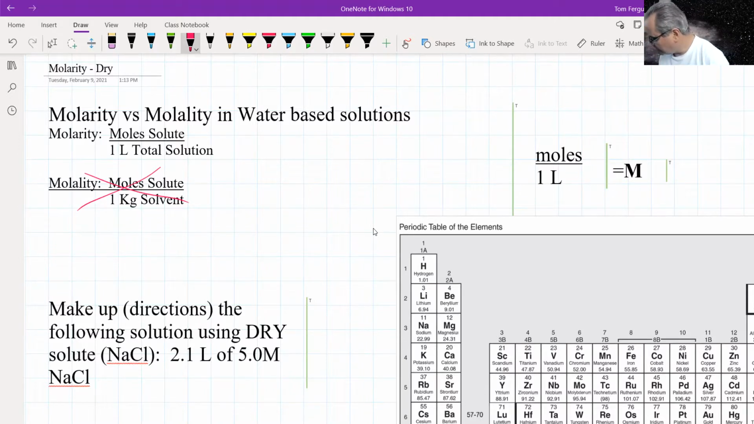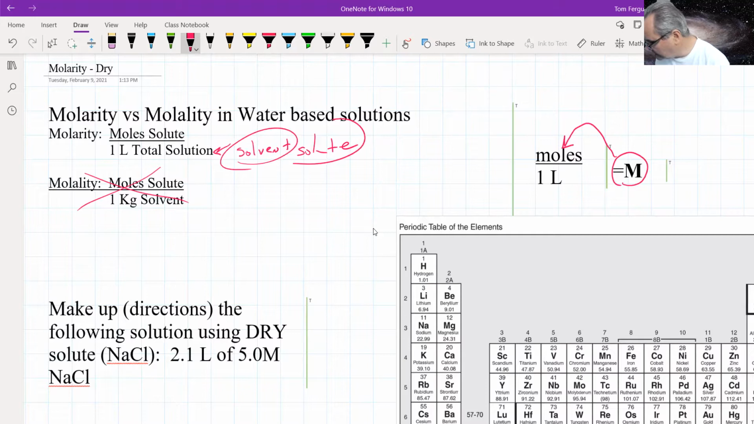So molarity is usually expressed with an uppercase M, and that stands for moles of solute per liter of total solution. Total solution includes both of these, not just the water. Talking about a water-based solution, it's the water plus the solute, because whenever you put solute in water, the water volume goes up. Just like when you sit in a bathtub, what happens to the water? It goes up.